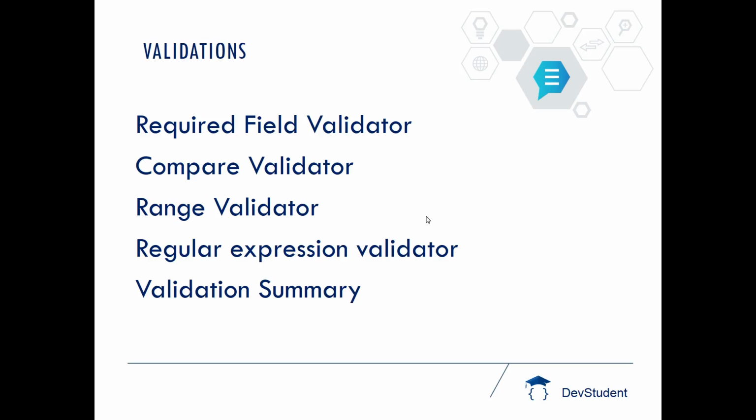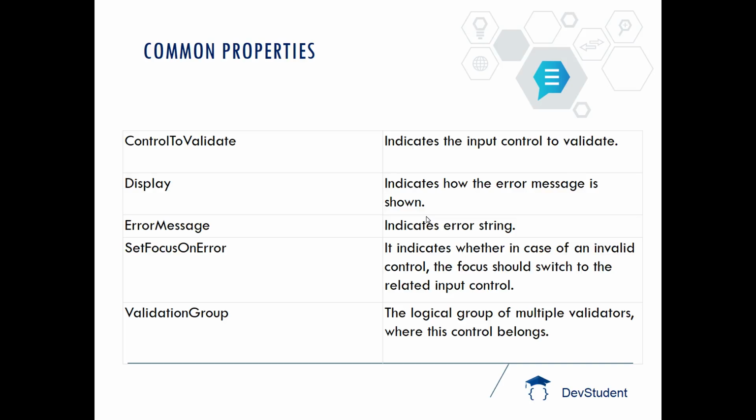In this tutorial, I'm going to discuss some of the validation controls like required field validator, compare validator, range validator, regular expression validator, and validation summary. These are the 5 validation controls which help you to do some validations for your ASP.NET fields. It may be text boxes, radio buttons, or some other controls. If the user enters an invalid value, we can validate the inputs using these controls. So let's go into details about it.